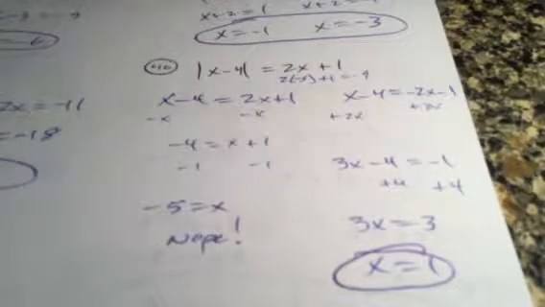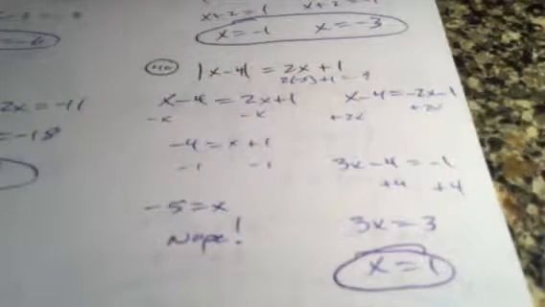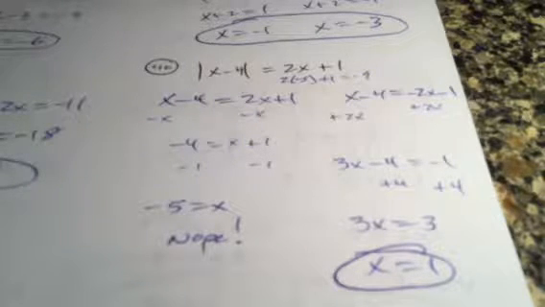40, 41, and 42, you're going to have to check your answers because the right sides got that variable. You literally just drop the absolute value bar. X minus 4 is equal to 2x plus 1. Solve that. You get negative 5. Then you drop the absolute value bar. X minus 4 is the opposite of the right side. Negative 2x minus 1. Solve both.